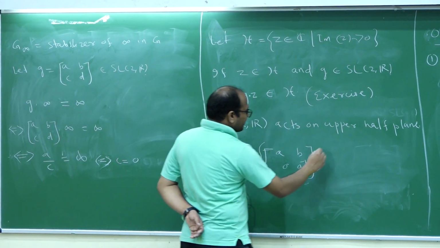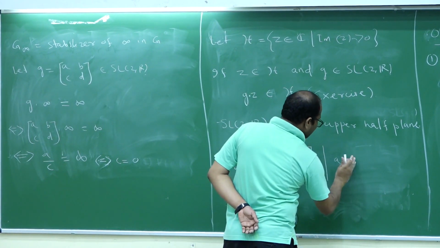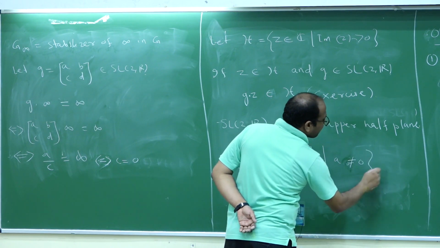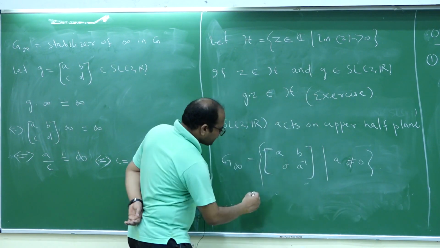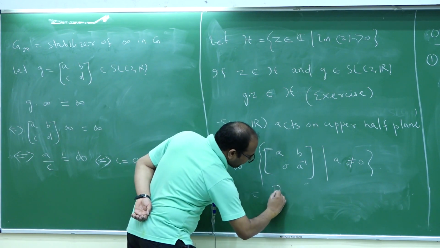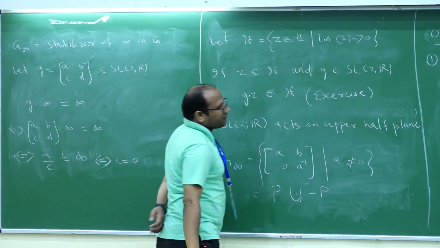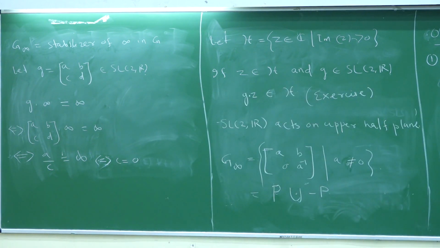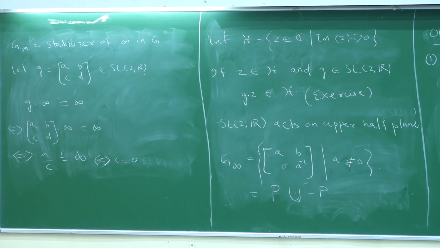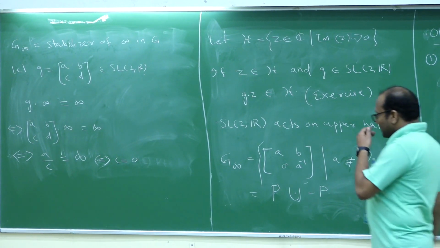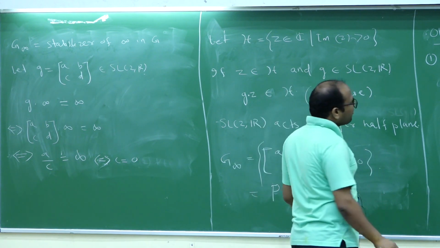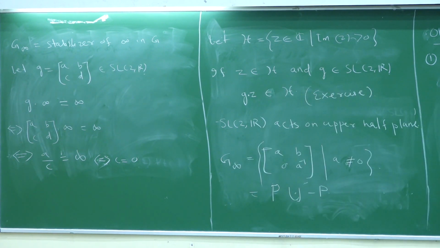But the thing is here A is not equal to 0. So that means the stabilizer of infinity is really just the symbol P, a disjoint union of P and minus P. So we have calculated just the stabilizer of I, and we have calculated the stabilizer for infinity, and that is P. So now we want to look at the action of SL2(R).